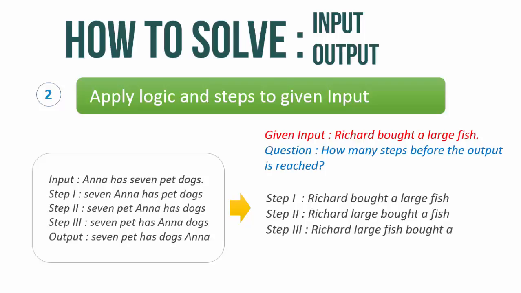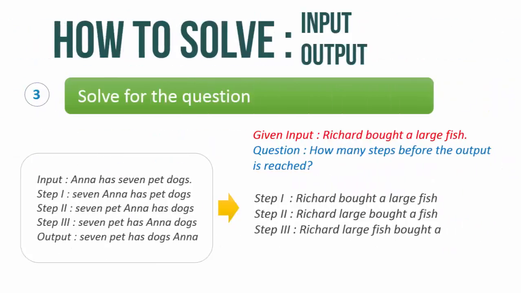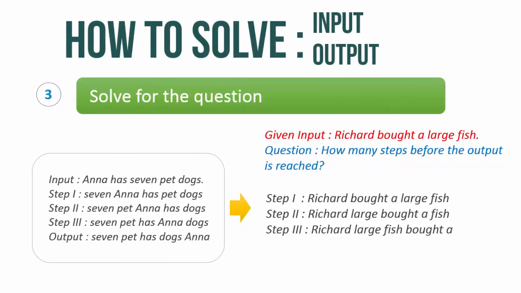Now let's say the question asked here is, how many steps before the output is reached? So now you have to solve for this question. We've seen that 3 steps are there until the sentence has been rearranged in descending alphabetical order. So the answer is 3. You need 3 steps in this particular logic before you reach your output for the given input, Richard bought a large fish.